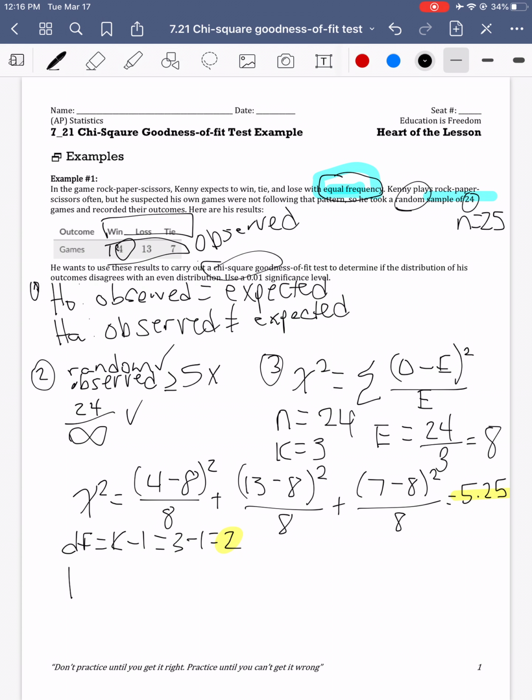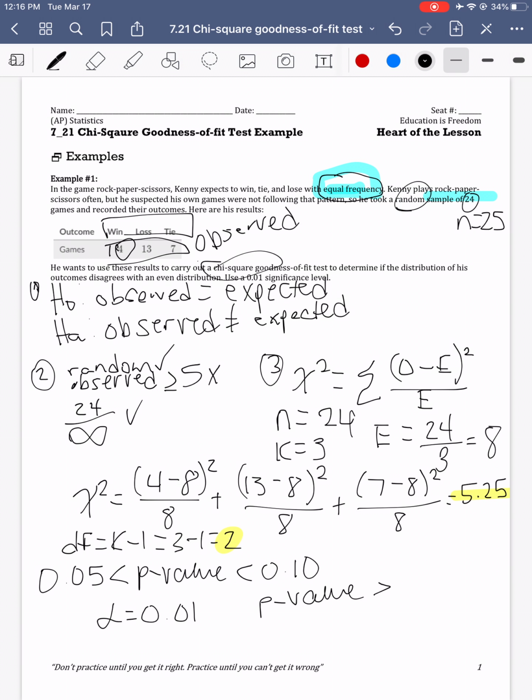So our p-value is between 0.05 and 0.10. Our alpha in the problem, however, was 0.01. So our p-value is going to be greater than our alpha. So then we fail to reject our null.